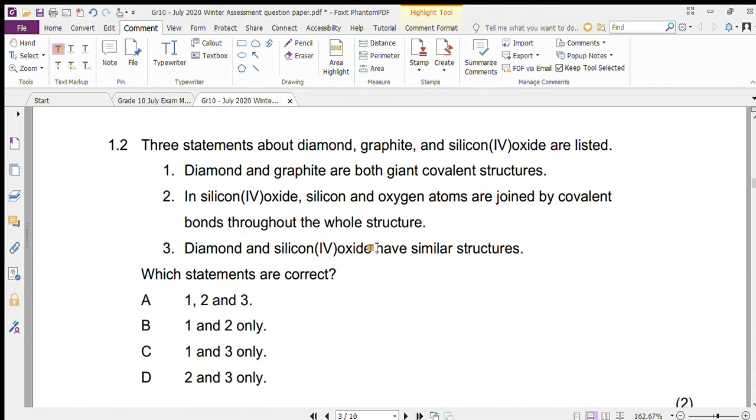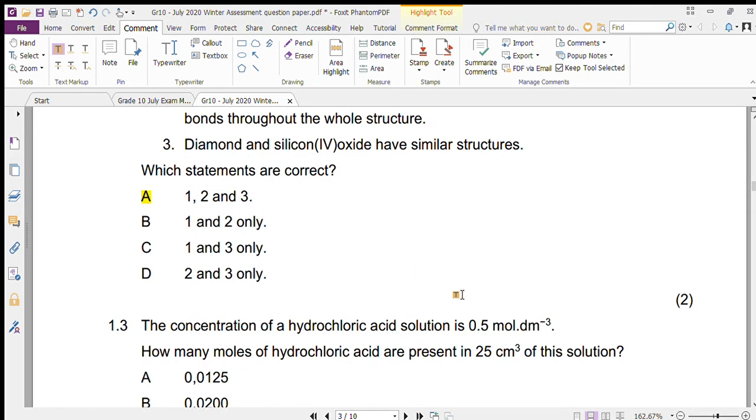Let's look at question 1.2. 1.2 was really easy, and here it was a case of identifying which statements were correct when referring to covalent molecular structures. Diamond and graphite, as well as silicon oxide, were mentioned here. In this instance, all 3 statements are correct. The majority of you got this right.